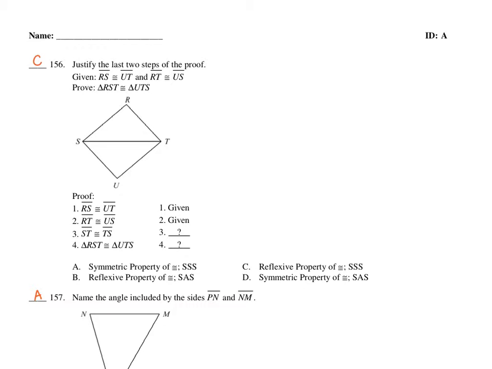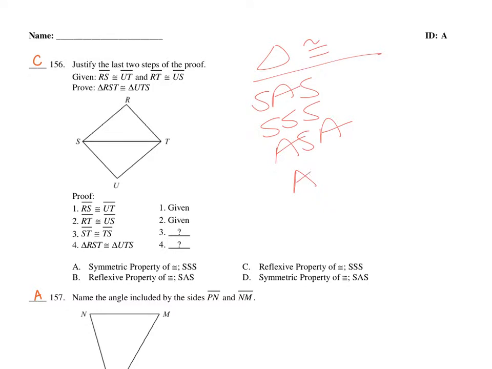So what are the ways to prove that triangles are congruent? Side, angle, side. Side, side, side. Angle, side, angle. No, there's no A, that you're thinking similar. Angle, angle, side. There's one more, and the one everybody forgets about. Hypotenuse, leg.